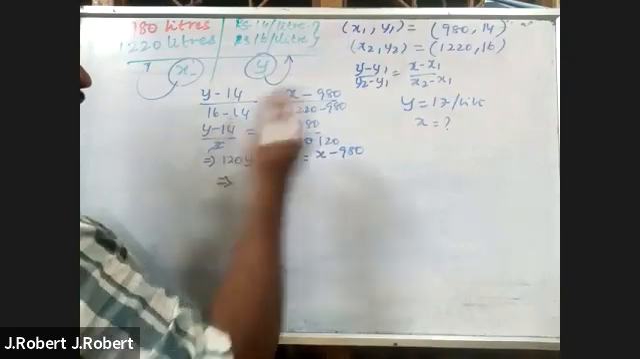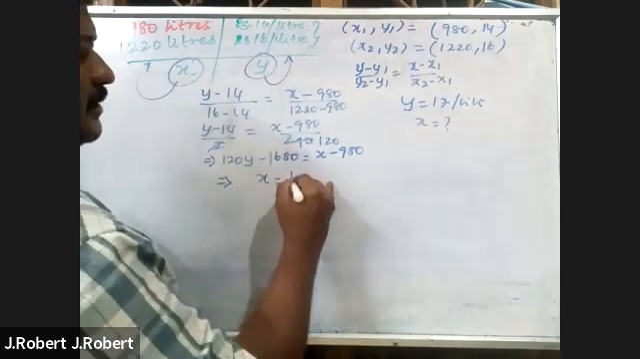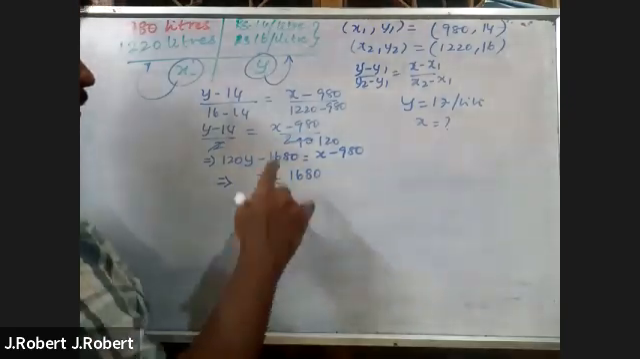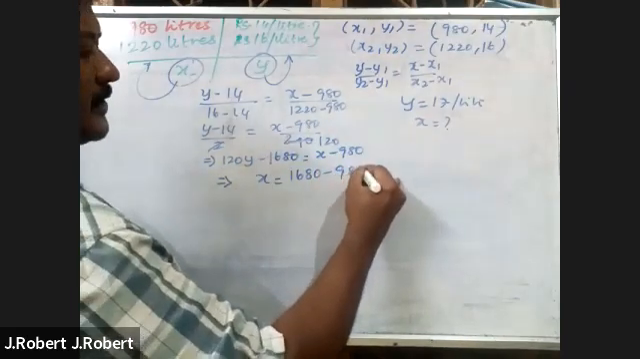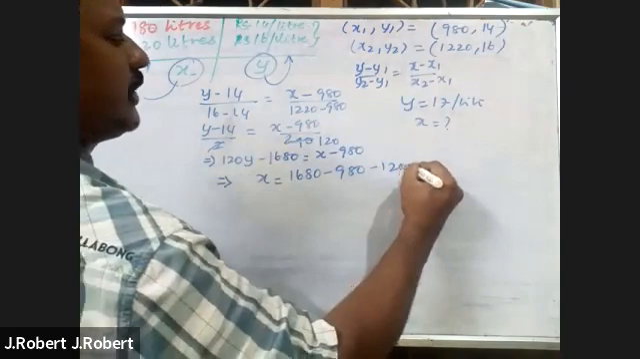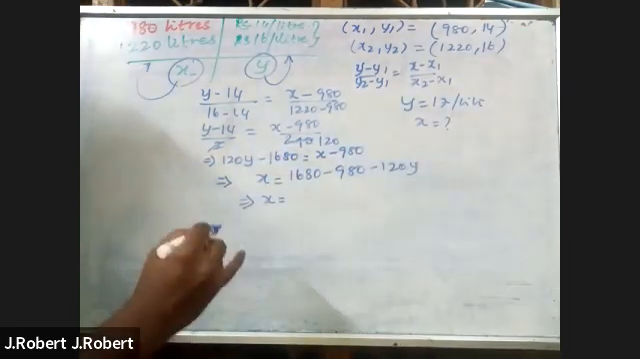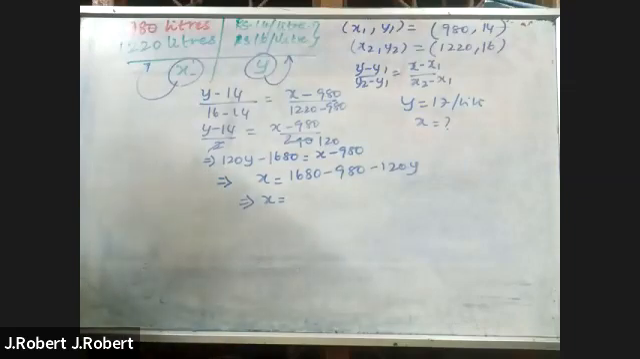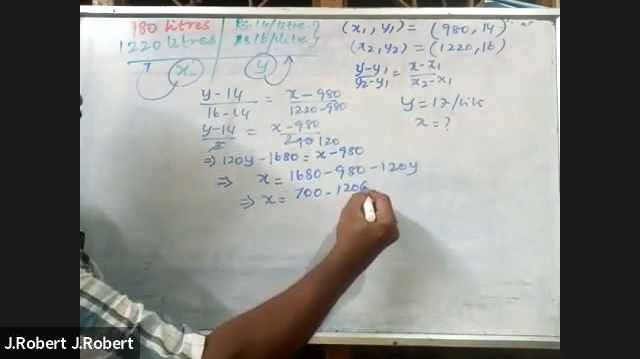x is equals to மீதி எல்லாம் அந்த சைடு போச்சுனா we have minus 1680 becomes 1680 minus 980. இதெல்லாம் இந்த சைடு கொண்டு போறோம். minus plus ஆயிடும். minus 980. This becomes 120y. Therefore the relation you can have x is equals to 1680 minus 980.